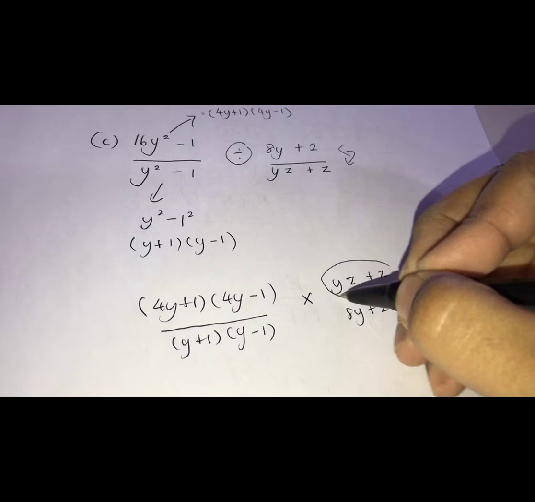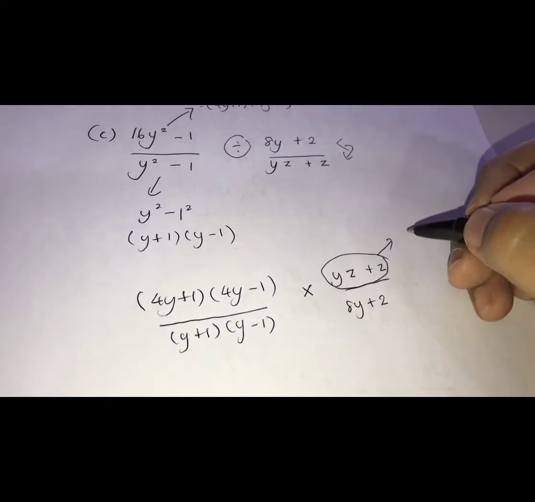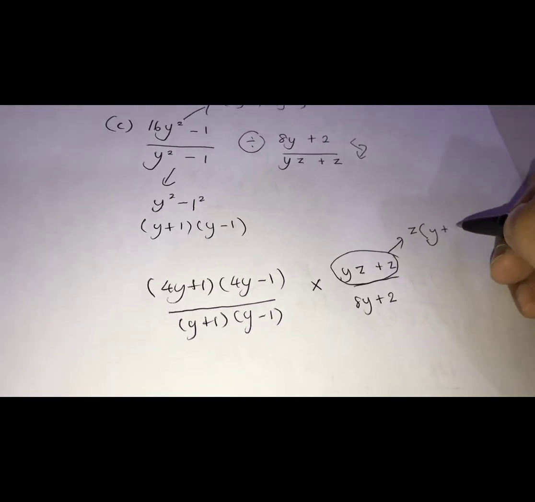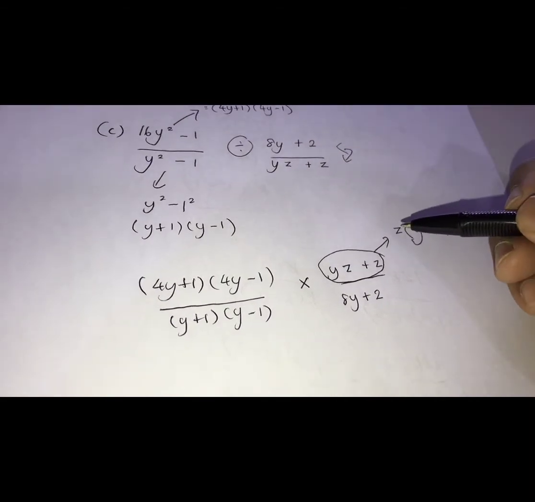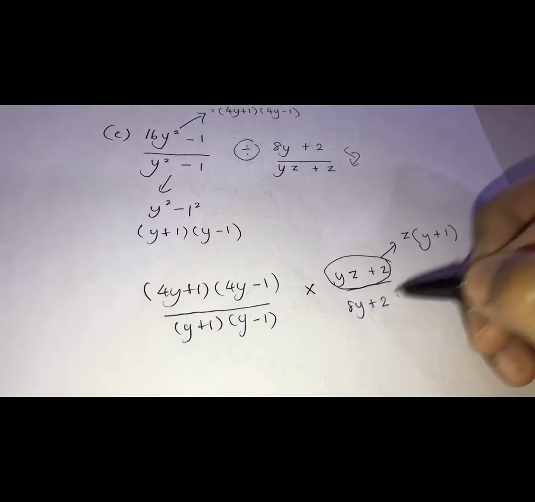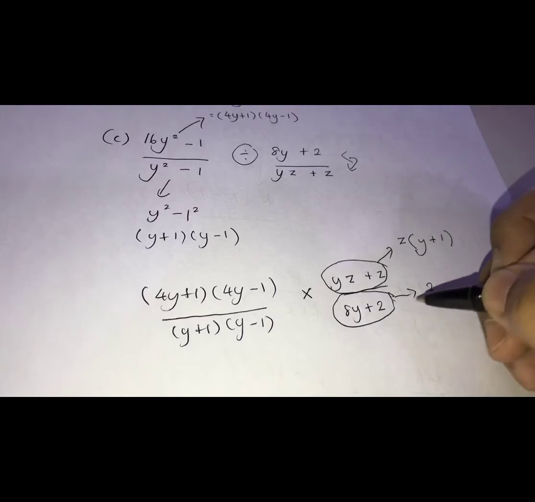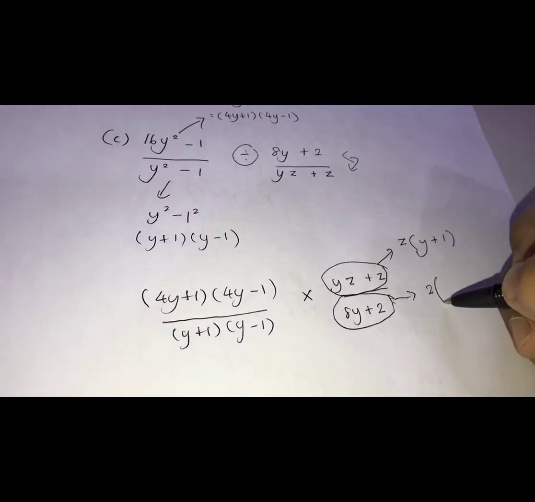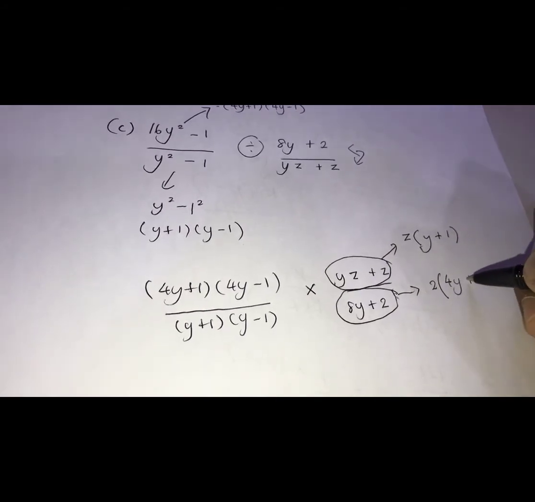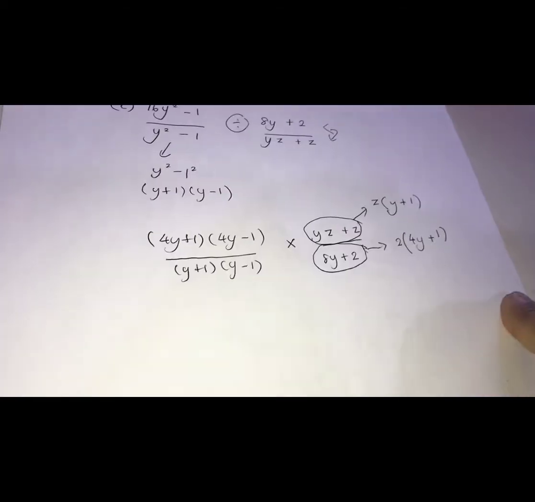This one also you have to factorize. The common factor for this is z, right? Z outside, and then y plus 1. When you expand, z times y you get yz, z times 1 you get z. Correct. And then this one also you have to factorize. The common factor is 2. 2 times 4y you get 8y, and 2 times 1 you get 2. So this one.